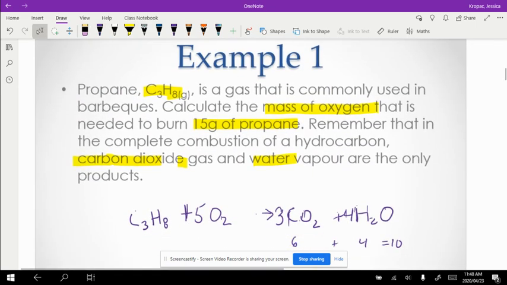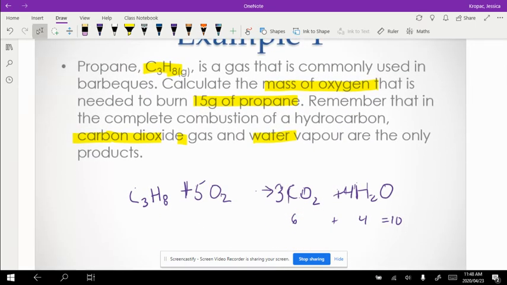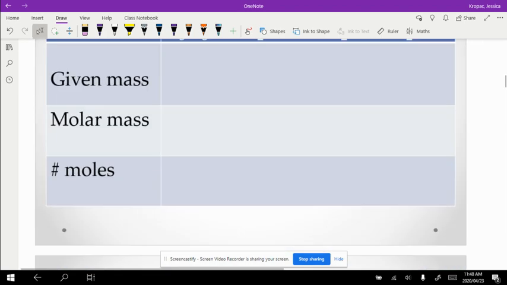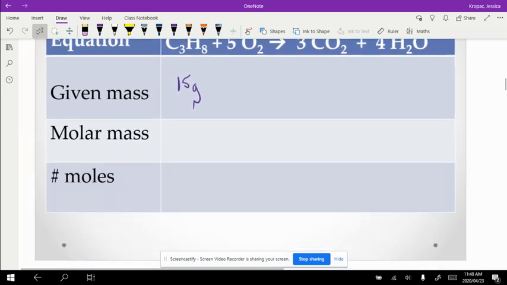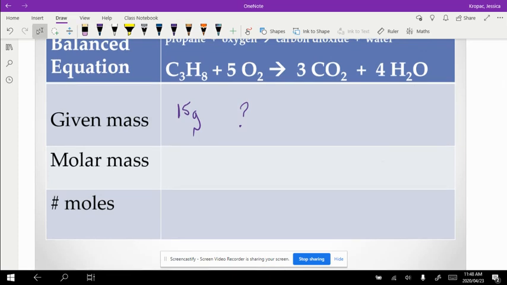If we read this question, propane is a gas used in barbecues. Calculate the mass of oxygen that is needed to burn. So the question is actually asking us about the mass of oxygen. So I'm going to go back to this chart and write just a question mark underneath my oxygen. What that's telling me is that's what I'm looking for. This entire question, I'm given the mass of propane and I'm looking for the mass of oxygen that I need to make this reaction go.